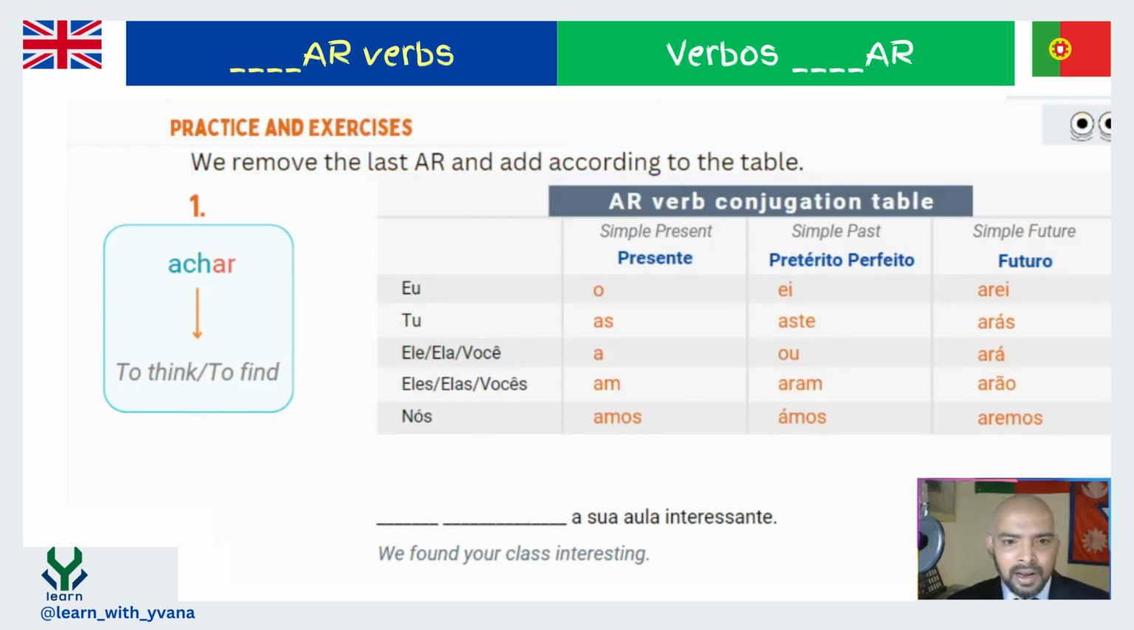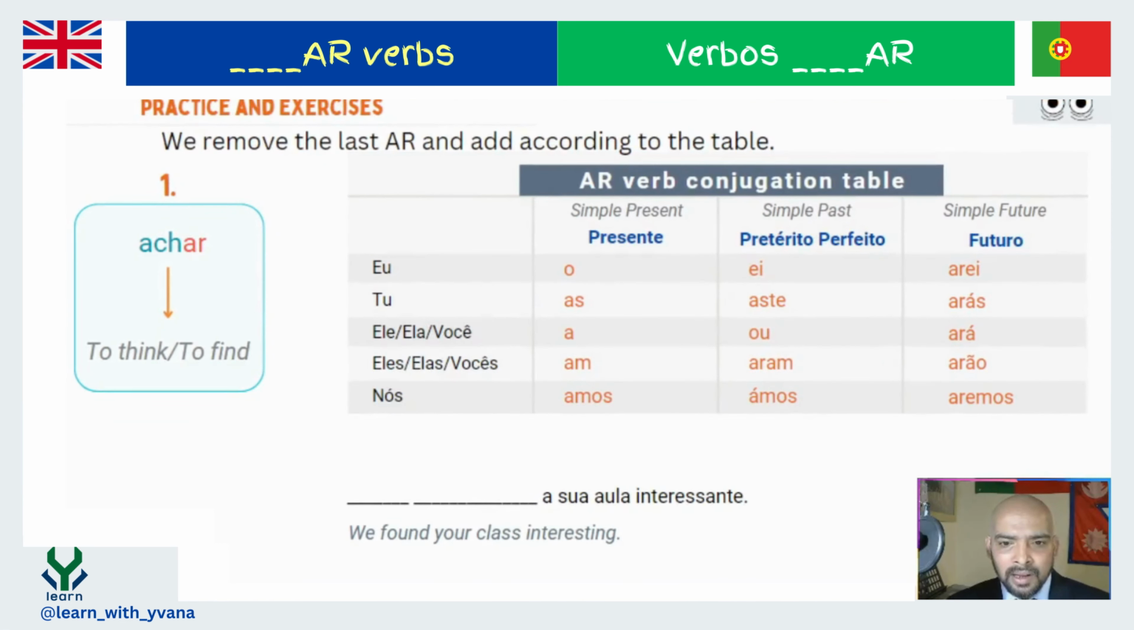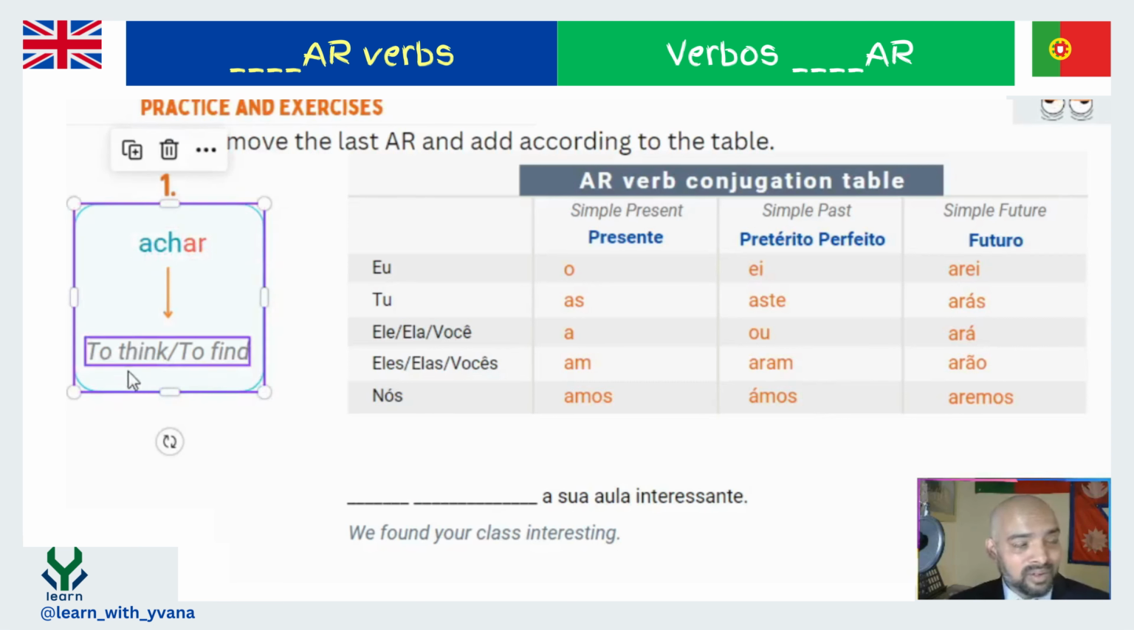So here if you see, let me make the screen a bit clear, okay, so that here you see both are achar. Here, achar, right? It is not asar, okay? It is achar. If you see anything ch, it sounds sh, okay? So achar is the verb, and achar means to think or to find. Like you think that something is good.